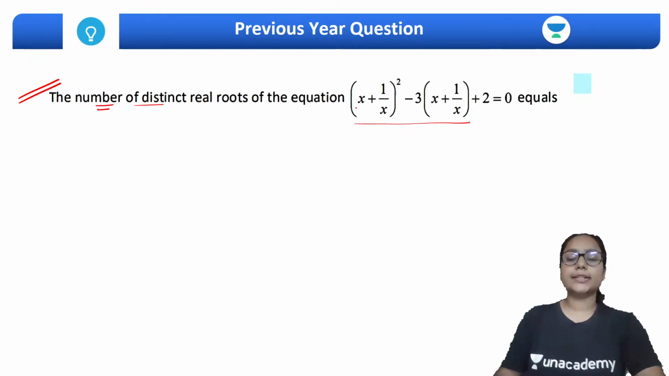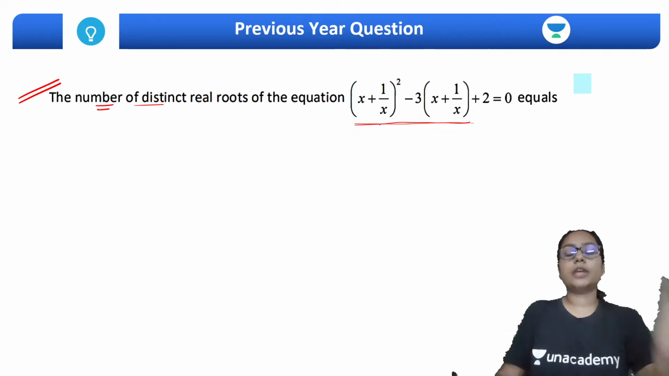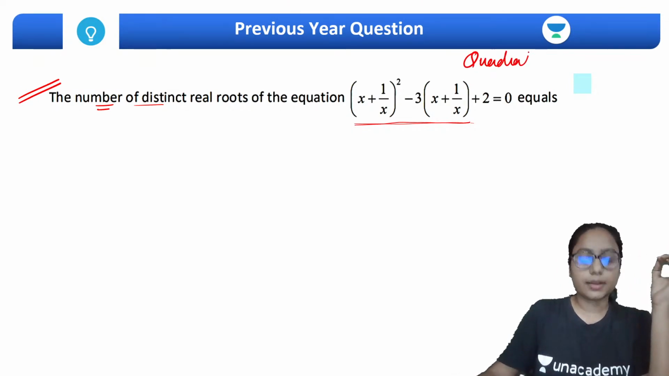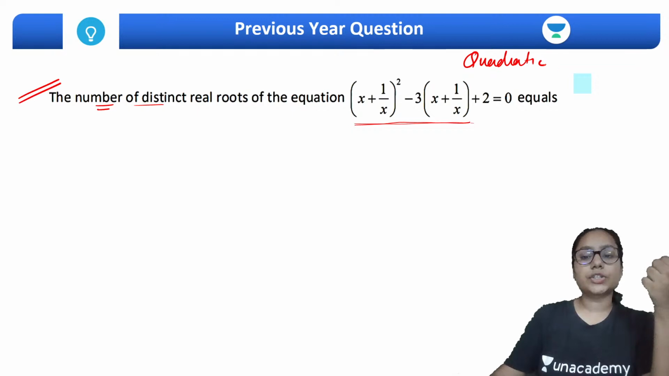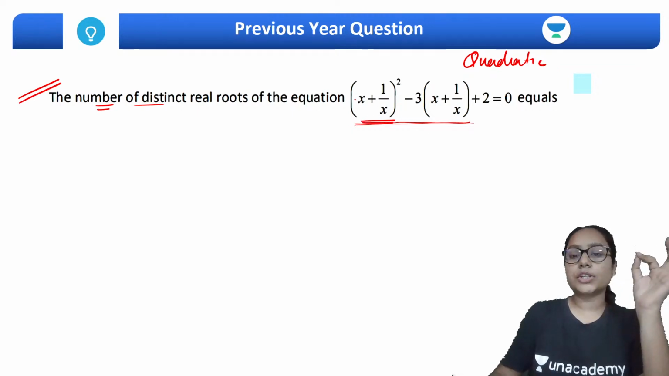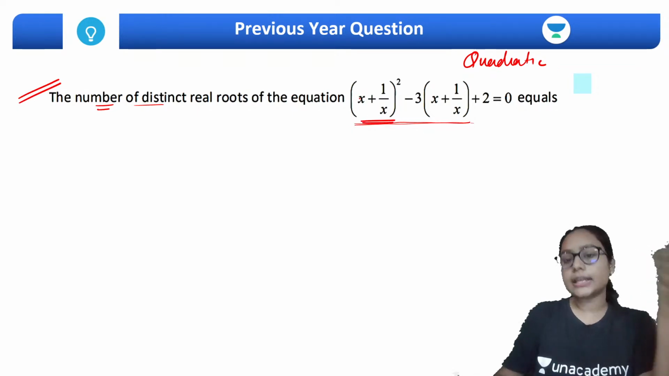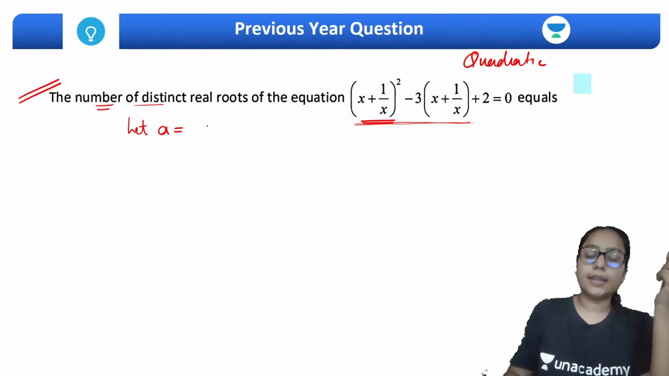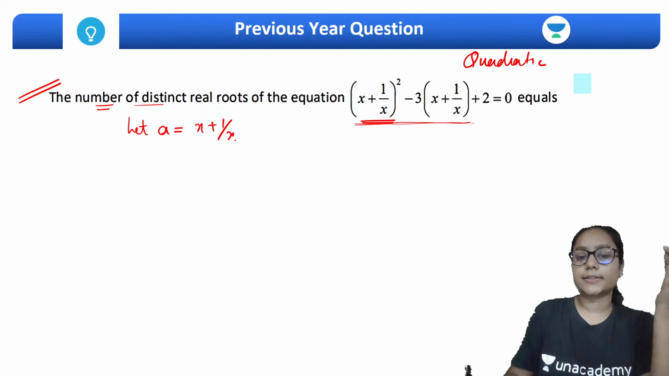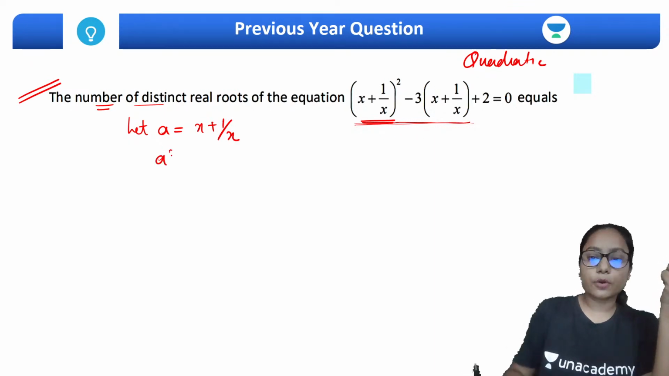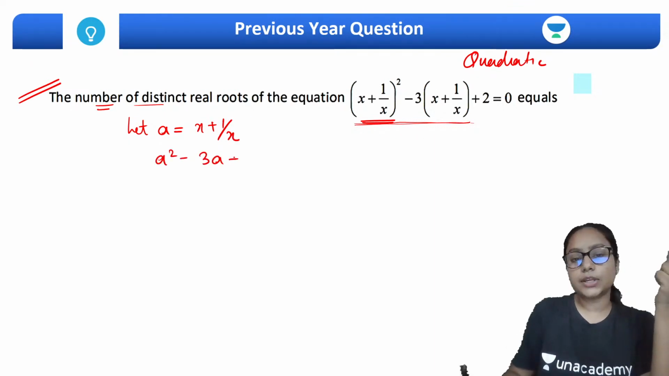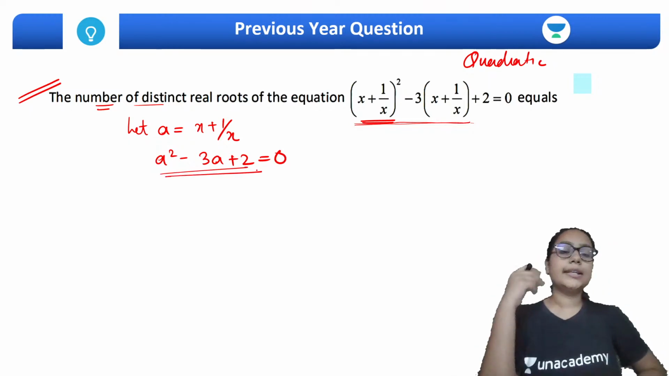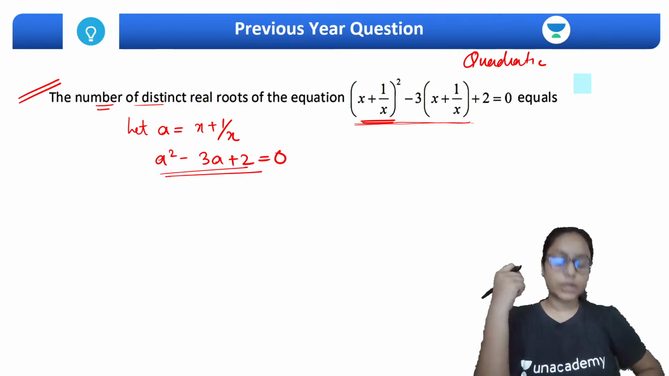Okay, let us try this question. So you have this equation, and clearly this is a quadratic equation, right? This is a quadratic equation with respect to x plus 1 upon x. So I can take, let a is equal to x plus 1 upon x. So this equation is transformed to a square minus 3a plus 2 is equal to 0. Now how many distinct real roots does this equation have?